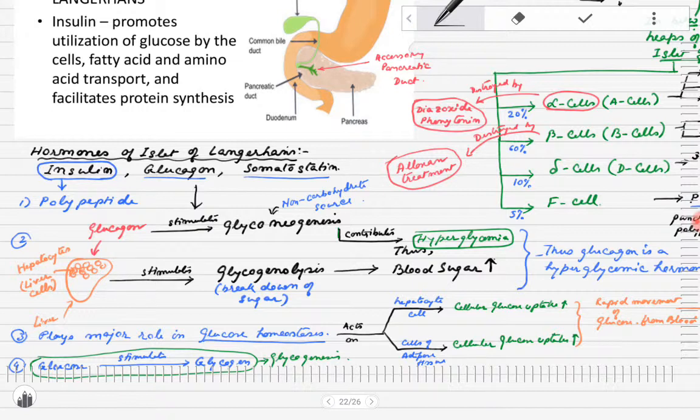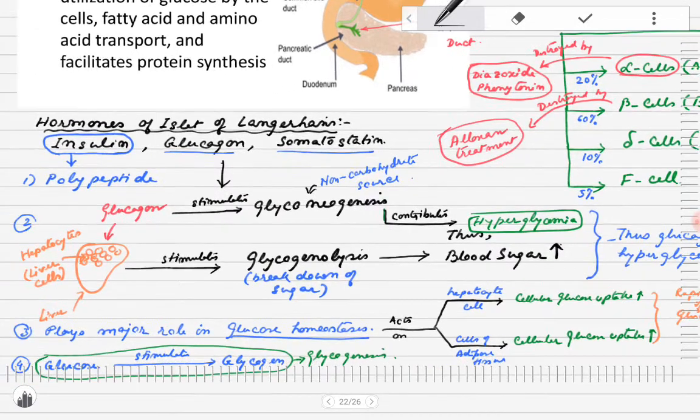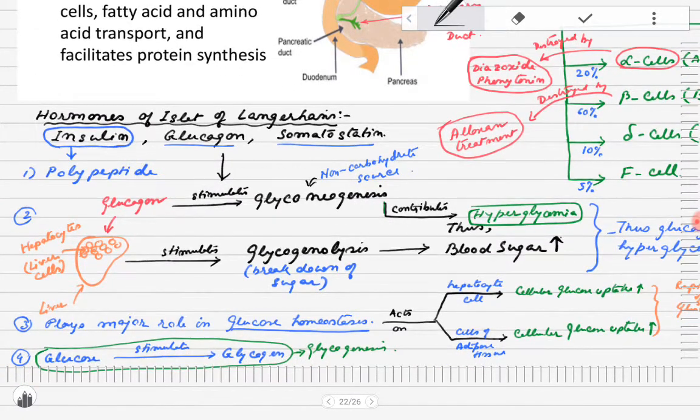Now in the liver, in the picture you have seen the hepatocyte cells, the liver cells are there. These are called the hepatocytes, and it stimulates glycogenolysis. Glycogenolysis means breakdown of glycogen, so the sugar level increases. Now it plays a major role in glucose homeostasis, means maintaining the balance of the glucose in the blood.